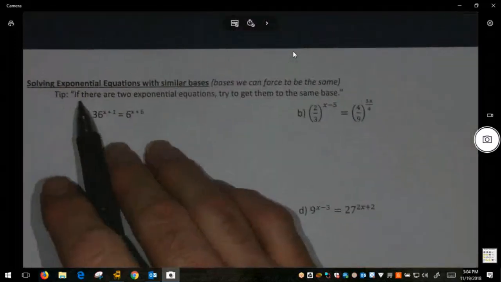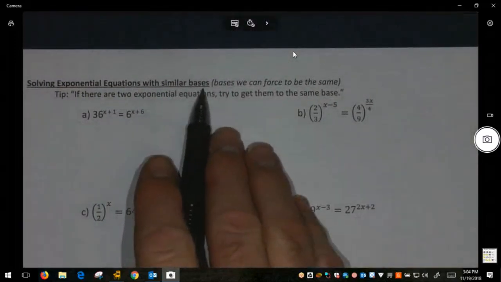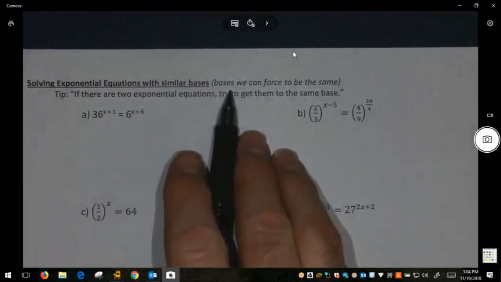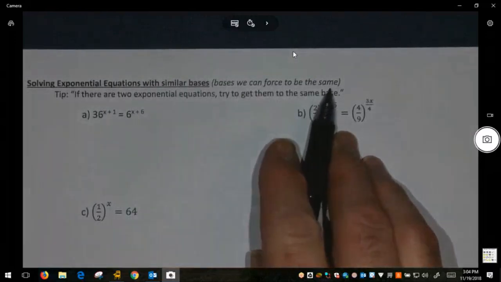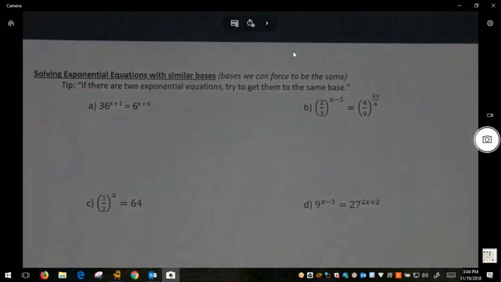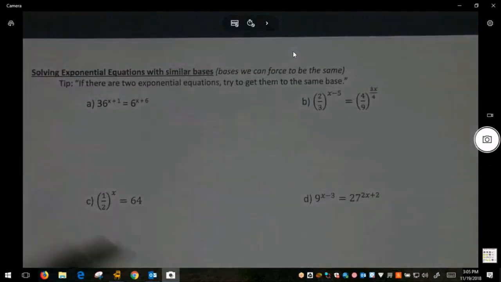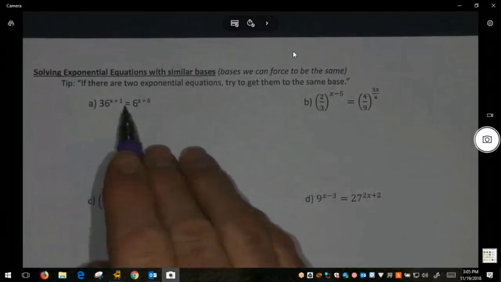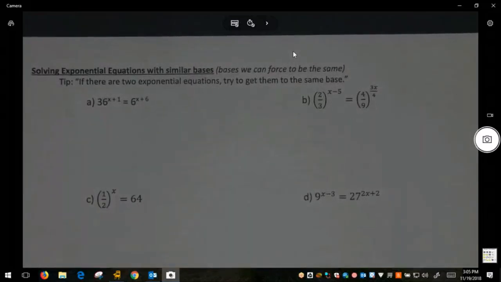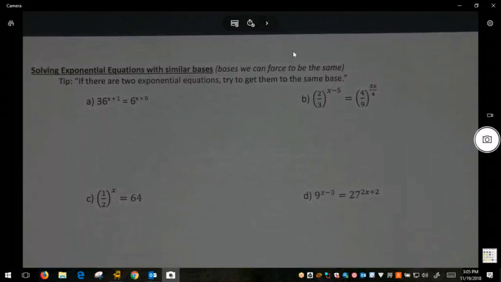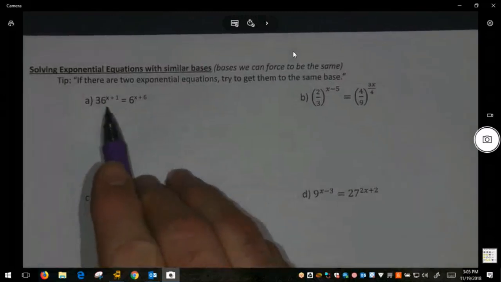Solving exponential equations with similar bases. When I say similar bases, I mean bases that we can force to be the same because they could have the same base if we manipulate them or change them slightly. So in letter A, I've got exponential expressions, and I don't want to use a logarithm unless I have to. I could, but it'll get a little more complicated.